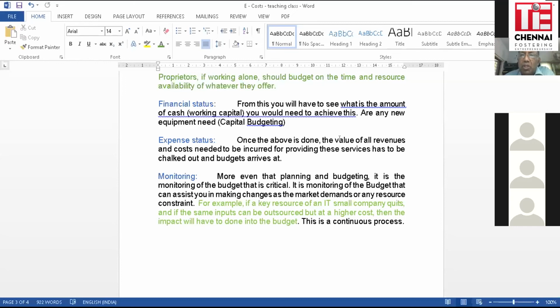Expense: once the above is done, the value of all revenues and costs that need to be incurred for providing these services has to be chopped out and the budgets arrived at. Now you come to your P&L. You saw how all this is linked to your cash flow and your P&L. If you do all this, what is the revenue you're going to get? What are the costs you're going to incur? How much profit are you going to make? There are other fixed costs also that will come in.